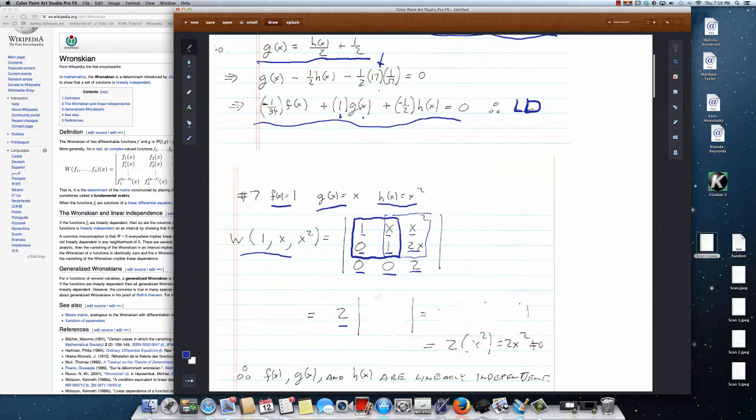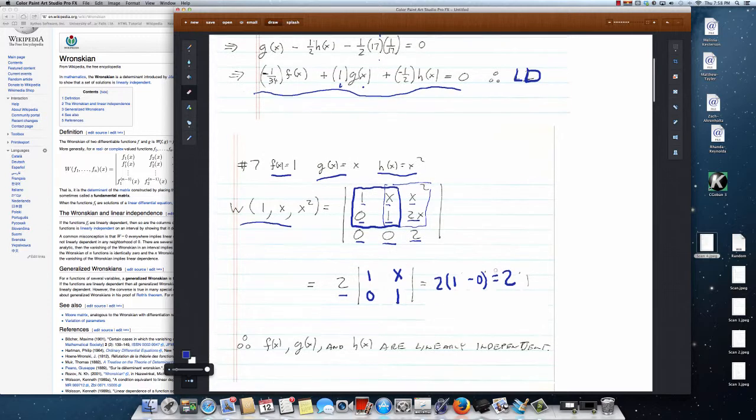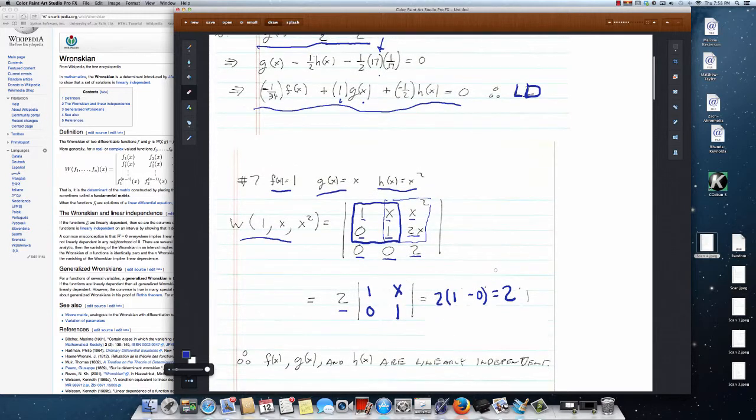So what we need here is we need to put a 1, an x, a 0, and a 1. So the determinant of this matrix is just essentially 2 times 1 minus 0. So that's 2. Okay. Now that is not 0. And since that is not 0, we can conclude that the functions in question, since they are analytic, are in fact linearly independent functions over the real line, minus infinity to infinity.